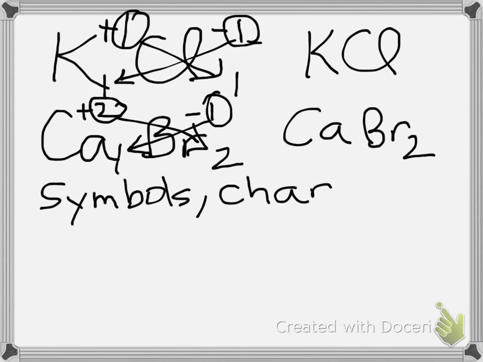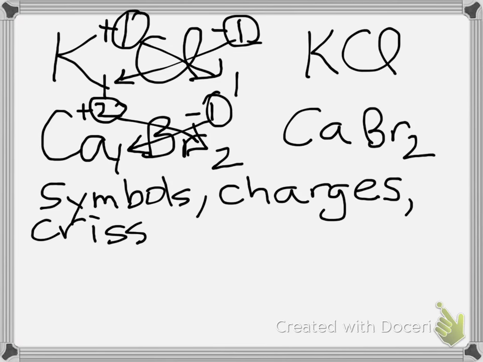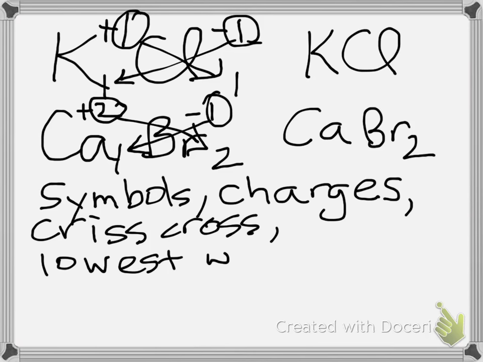So by crisscrossing, again, that's symbols, charges, and you can do those at the same time. You don't necessarily have to do one first and one second. Oftentimes I do write the symbol, write its charge, write the next symbol, write its next charge. Then you're going to crisscross. And then finally, you're always going to make sure you have the lowest whole number ratio.